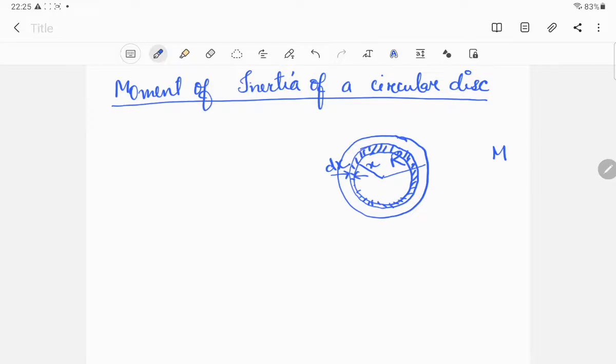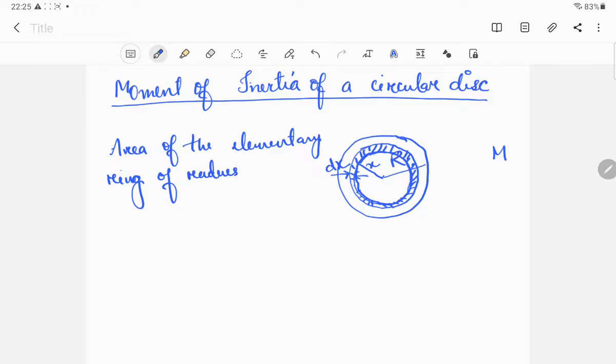Now if I ask you what is the area of this particular ring, then you will have to say that the area of this ring will be actually this perimeter. The circumference is, since the radius is x, the circumference will be twice pi x. So the area of the elementary ring of radius x is equal to 2 pi x and its thickness is dx.